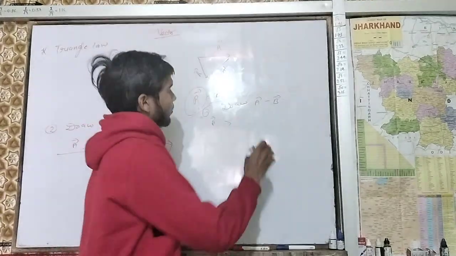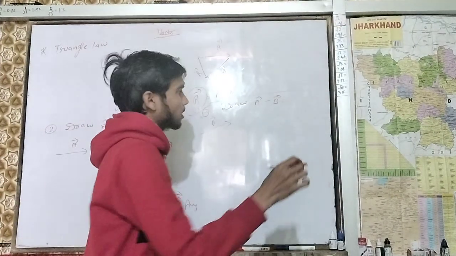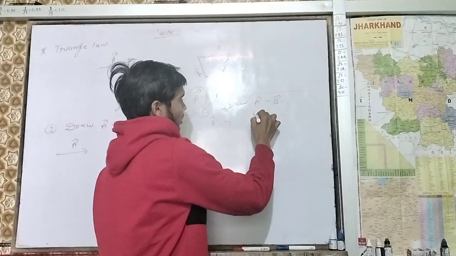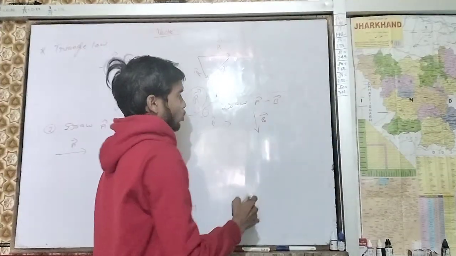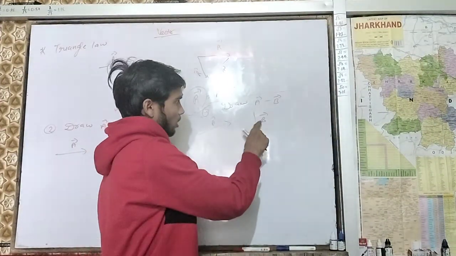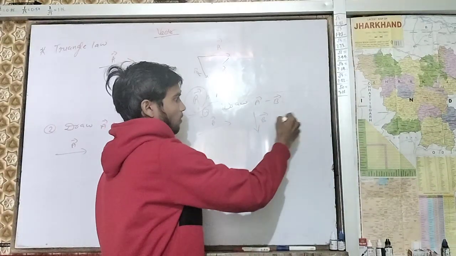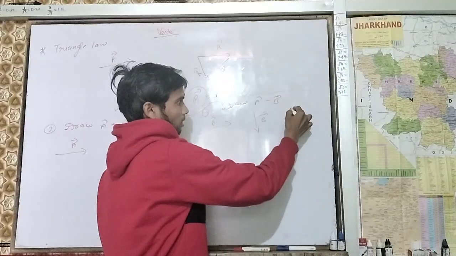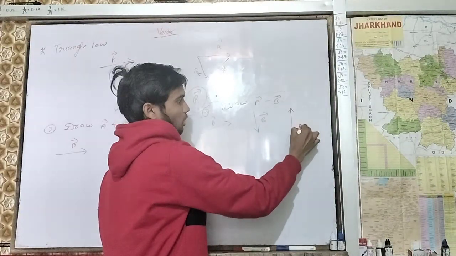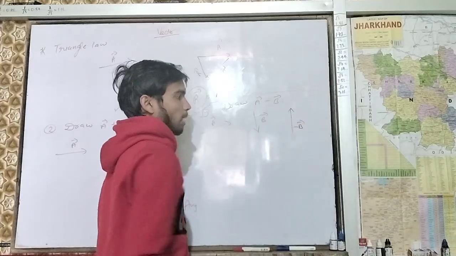This is A. If figures of vectors are given, which is like this, it is like this. So you will have to convert. This is not a minus B vector. You will have to convert into negative vector. So this will be like this. Direction will be opposite. Magnitude will be same. Now it is a minus B vector.